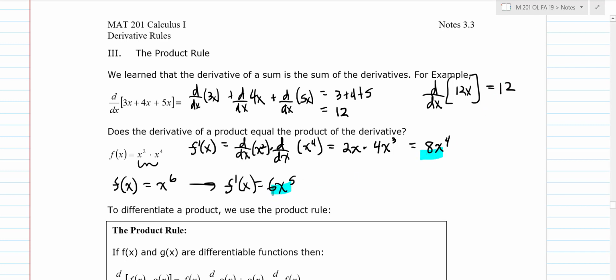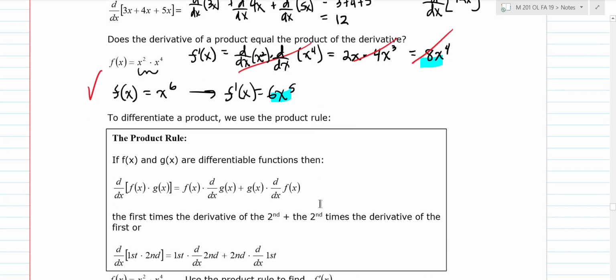Which way do you think is right? Yeah, this way is right. This way is totally wrong. You can't do it that way. Products don't work the same way that sums do when you're talking about derivatives. So what we do is develop what we call the product rule. I've written a little proof on here that you can look through.